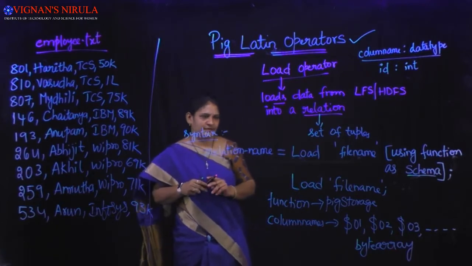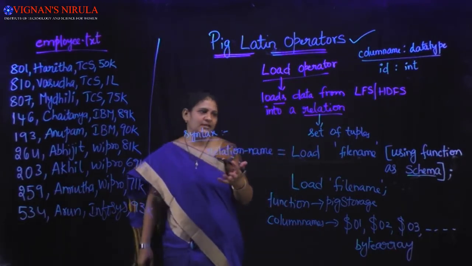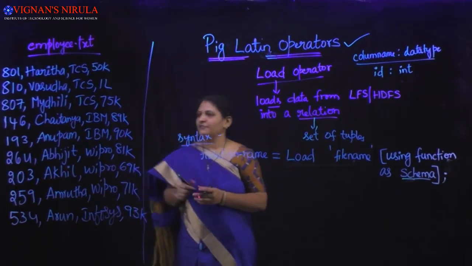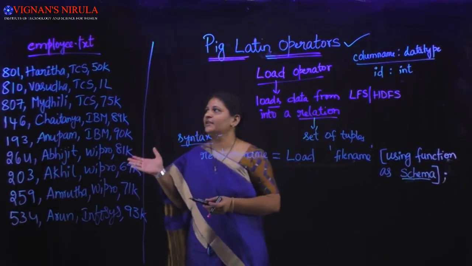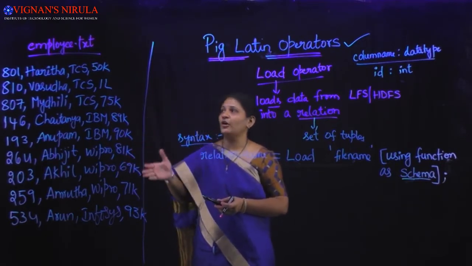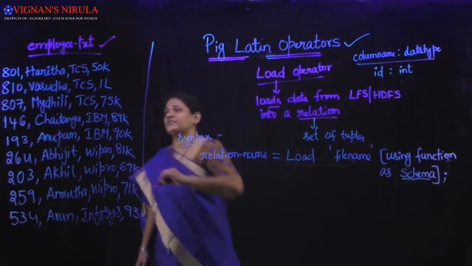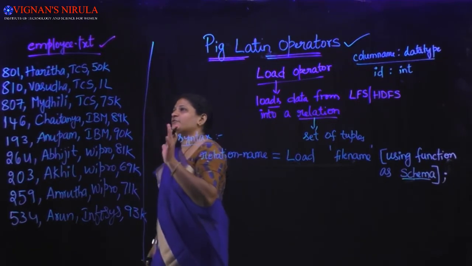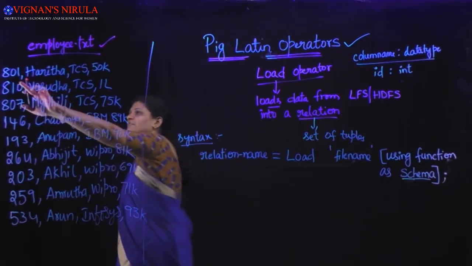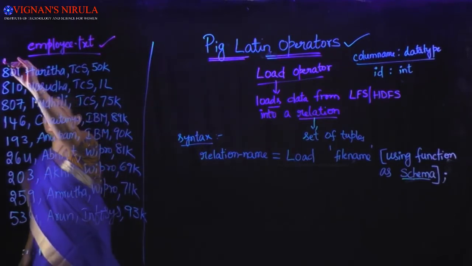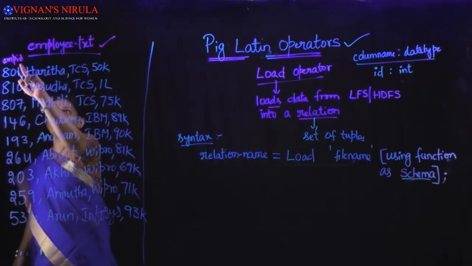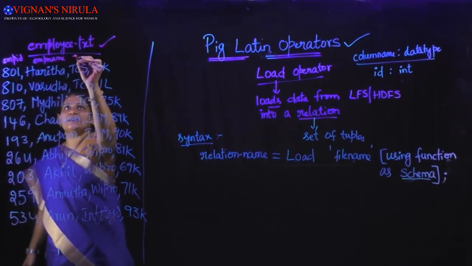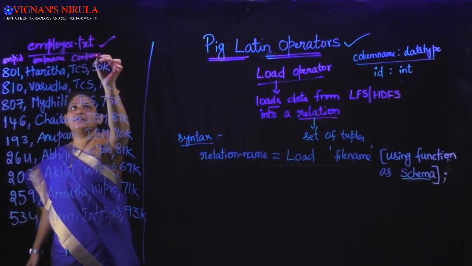Okay students, fine. Now we'll see an example of how we'll be writing this load operator. If you observe on the left hand side, I have taken a sample text file called employee.txt, and I have assumed some data in that file. The data is of structured format only. The first one I'm treating as employee ID, this as employee name, this one as the company where he or she is working, and the last one is salary.